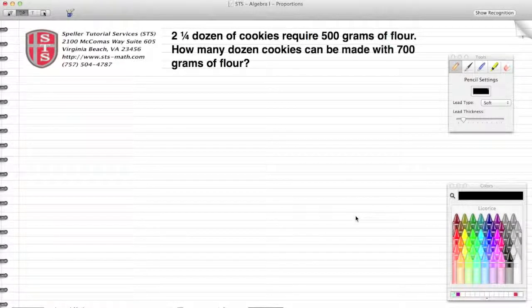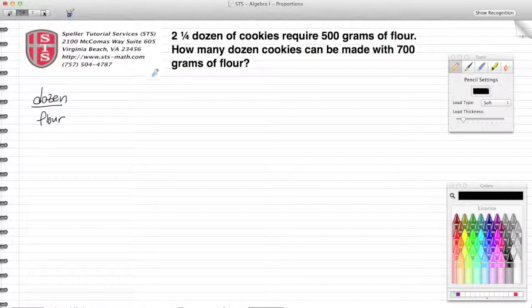Today we're going to talk about proportions in a word problem. All right, here in this word problem we have 2 1/4 dozen cookies require 500 grams of flour. How many dozen cookies can be made with 700 grams of flour? Here, if you notice, we're comparing dozen to flour. And again, because these are ratios or fractions, the order is important.